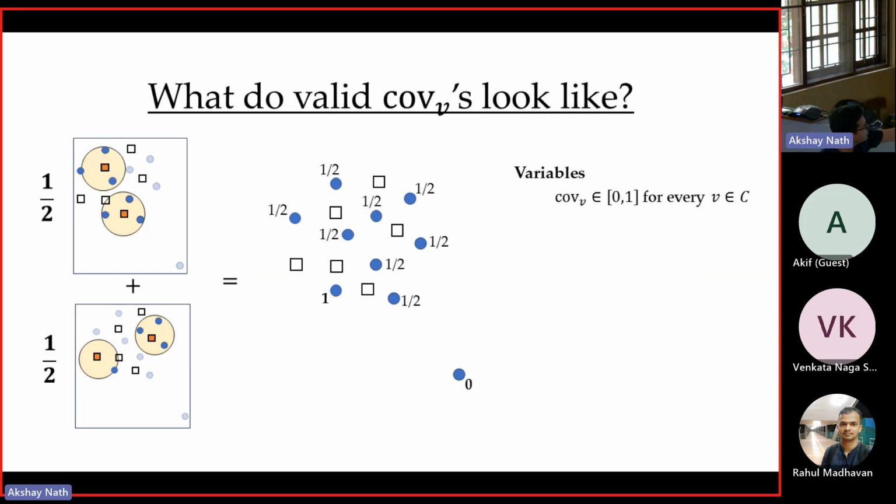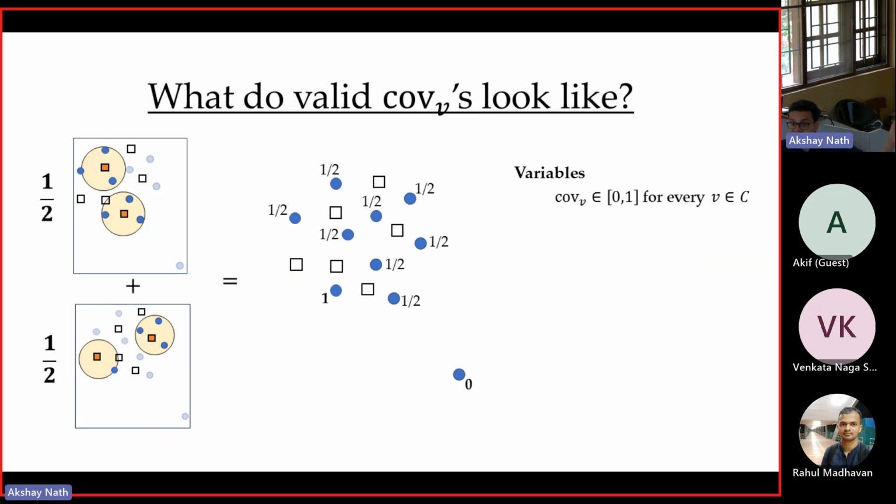Whichever, there's only one facility, one client here which is not covered in either solution. So its coverage is half of 0 plus half of 0, that's 0. And there's one client somewhere, I think in the middle, which is covered in both the solutions. So its coverage in the combination is half times 1 plus half times 1. And otherwise, everyone else is half. Okay? And you could take some other combination and you can get some other curves.